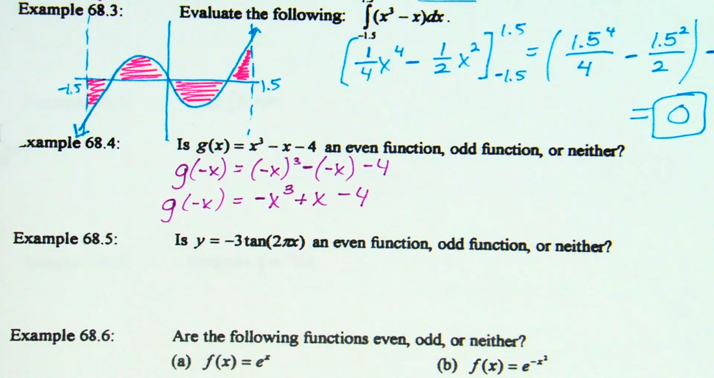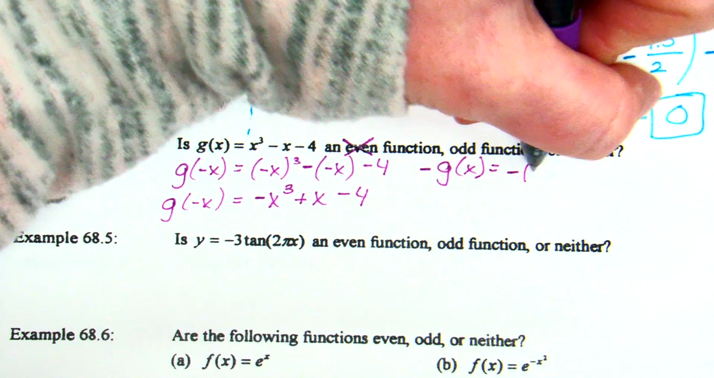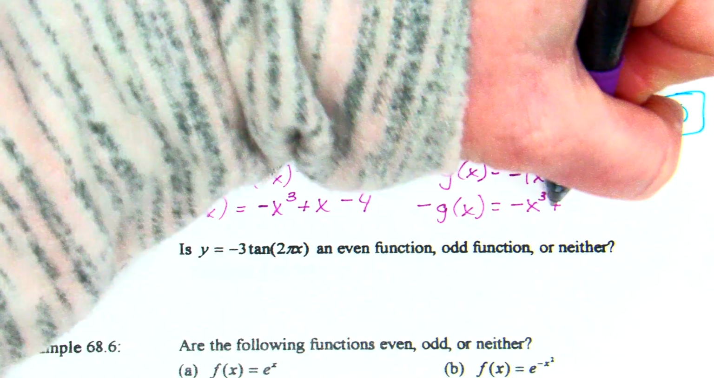What do I know at this moment? I don't know what it is, but it's not even because it doesn't match. Now we should find negative g of x. To find negative g of x, you're multiplying the entire function by a negative. So when you multiply that entire function by a negative, you get negative x to the third plus x plus 4.